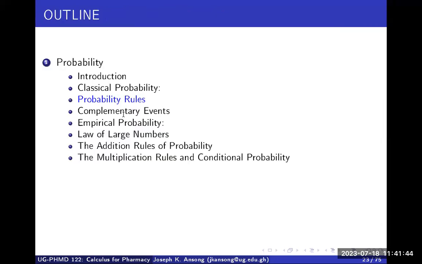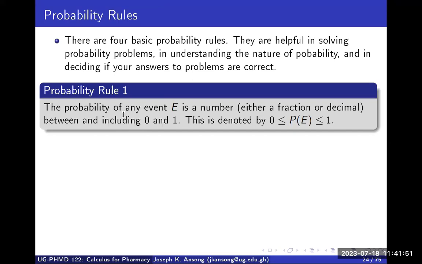So let's look at some rules of probability. We'll look at four basic rules, and this will help us in solving problems of probability. They are simple rules. The probability of an event is a number, either a fraction or decimal, between 0 and 1. So the probability of any event should be a number that lies between 0 and 1, inclusive. It can't be negative, and it can't be a number that is greater than 1. If it is, then it's not a probability. So that is the number one rule you need to remember.